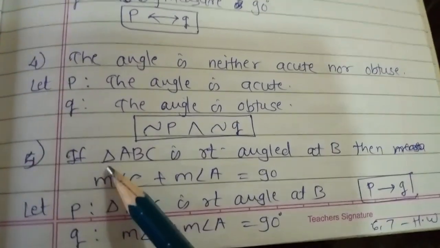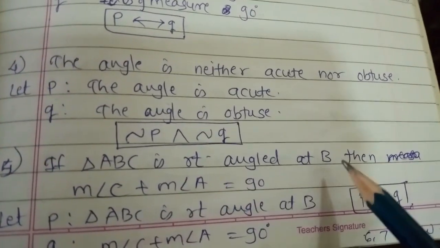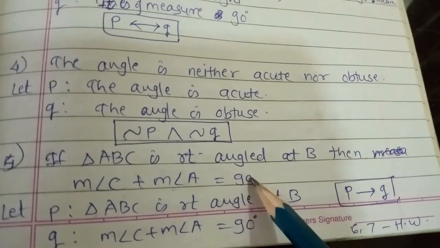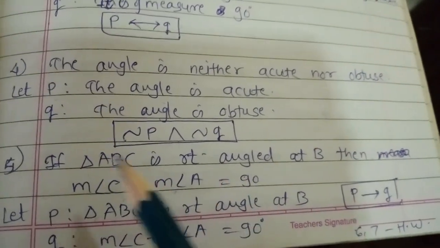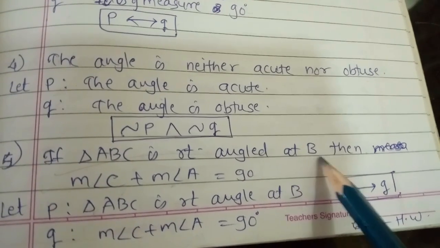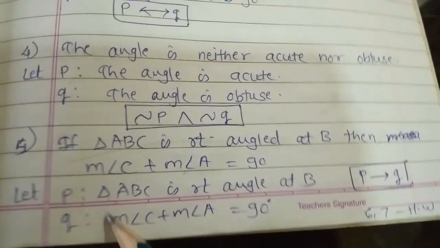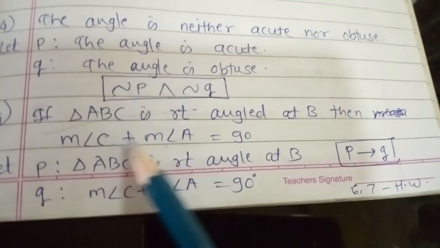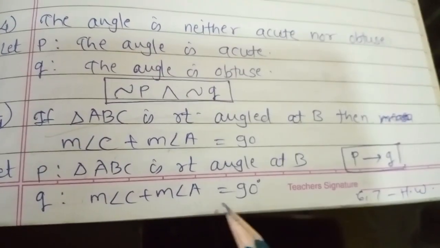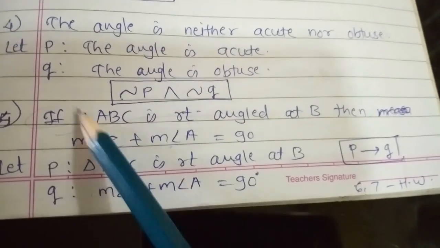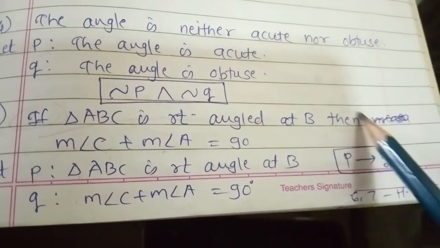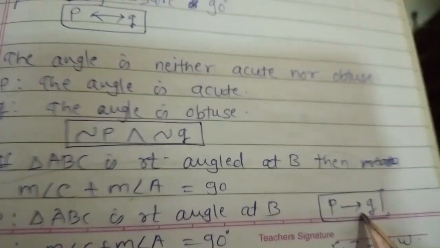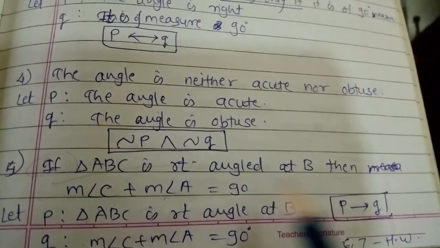Next one, the fifth one, that is if the triangle ABC is right angle at B, then measure of angle C plus measure of angle A is equal to 90 degree. So see, this is the first part of the question, that is P, triangle is right angle at B, and the second part is Q, measure angle C plus measure angle A is equal to 90 degree. Since it is connected with if and then, here we have to write down the conditional or implication. So P implication Q. So this is question number 5.